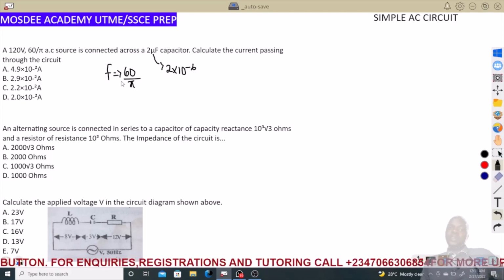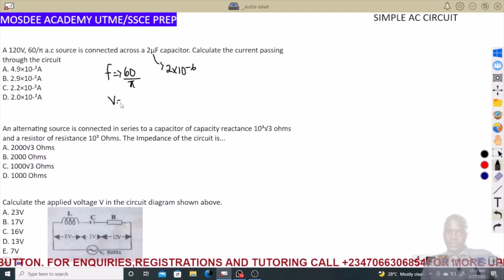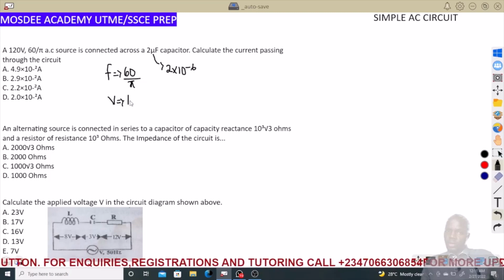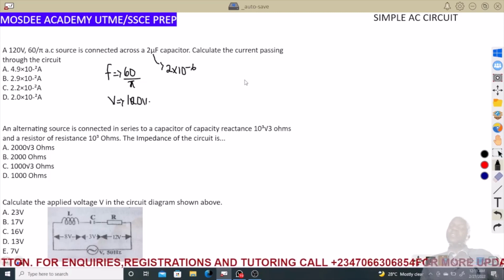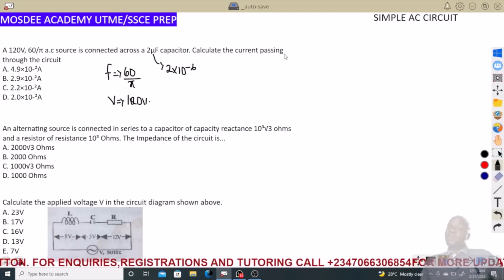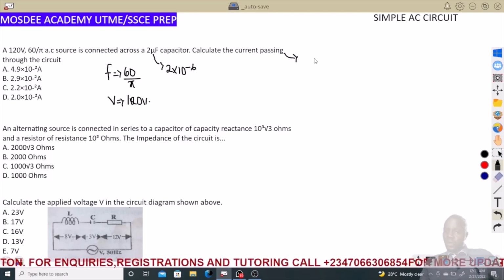So note that, and the voltage V is equal to 120 volts. The current passing through this is that. Now let us quickly define an important factor which I think you need to know.